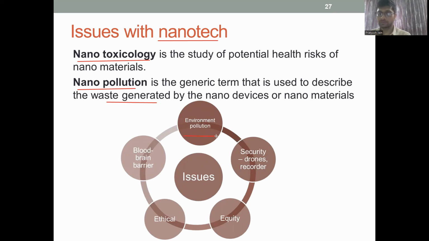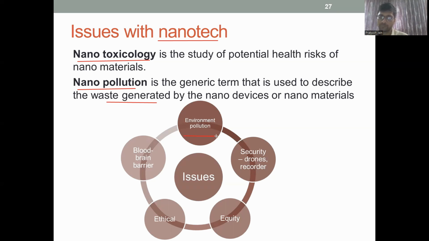So the first issue is environmental pollution. Again, nanopollution. We are talking about microplastics. Micro pollution is a major concern presently. But in future, if we move towards nanotechnology, we will have a new type of pollution, nanopollution at hand, which we have to deal with.